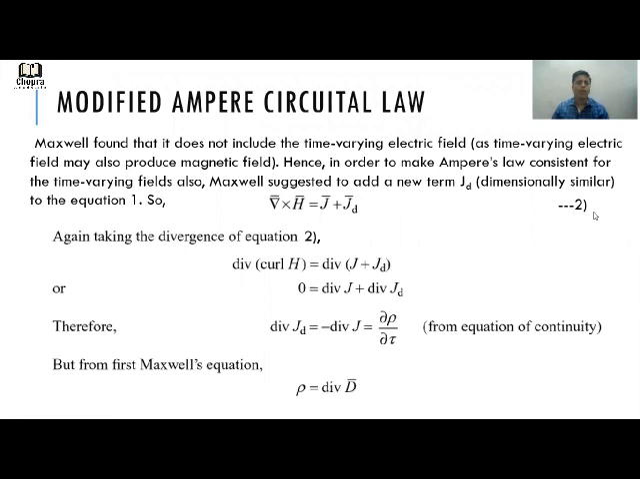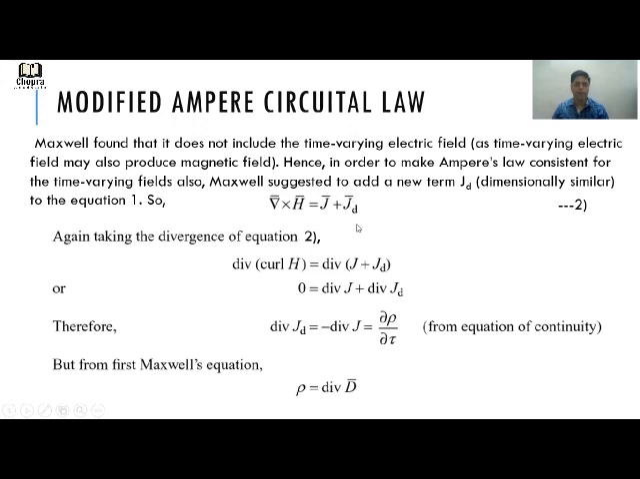Now, Maxwell found out that it does not include the time varying electric fields, as time varying electric fields may also produce magnetic field. Hence, in order to make Ampere's law consistent for the time varying fields also, Maxwell suggested to add a new term called JD. It is dimensionally similar to the J. So he wrote curl H to be equal to J plus JD.